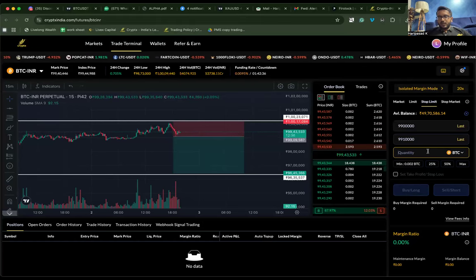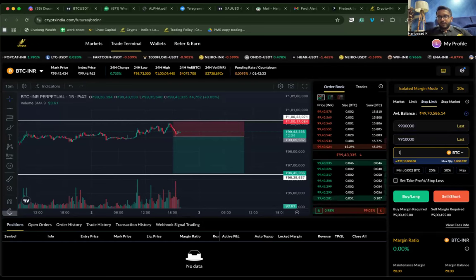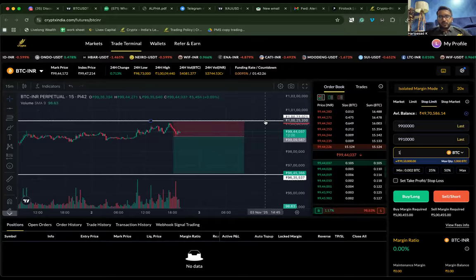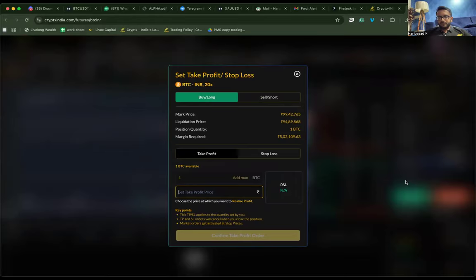So I'll try to short one Bitcoin over here. One Bitcoin is what I look forward to take a short in. And let me tell you, I would like to keep my stop loss at 1 crore 25,000 rupees. So 1 crore 25,000 is probably where I'll consider keeping my stop loss. Let me keep the stop loss, as I mentioned to you. Sorry, I made a mistake.